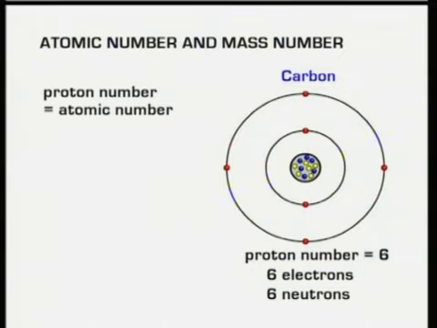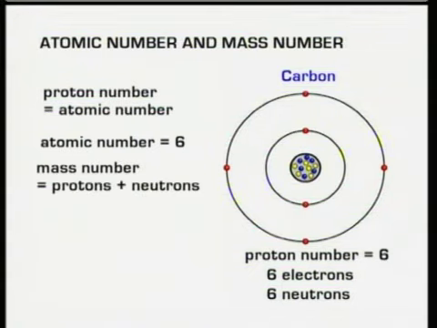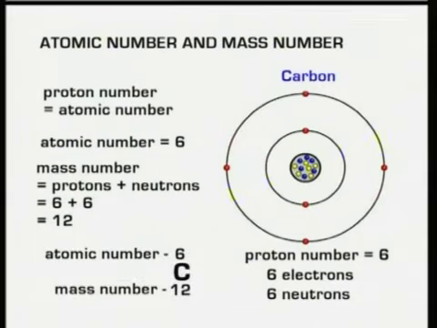The proton number of an element is also called its atomic number. A carbon atom has 6 protons and a proton number of 6, so its atomic number is also 6. The mass number of an element is the number of protons plus the number of neutrons. Carbon has 6 protons and 6 neutrons, so has a mass number of 6 plus 6 equals 12. That's written C for carbon, with the atomic number, 6, below it, and the mass number, 12, above it. The mass number is usually twice the atomic number.